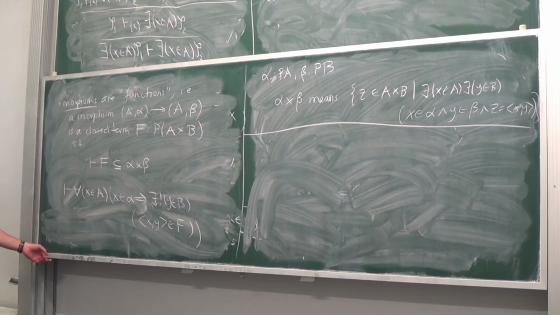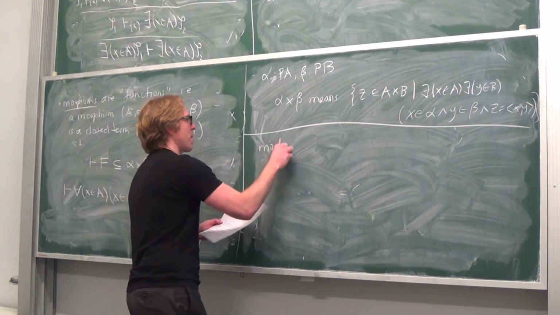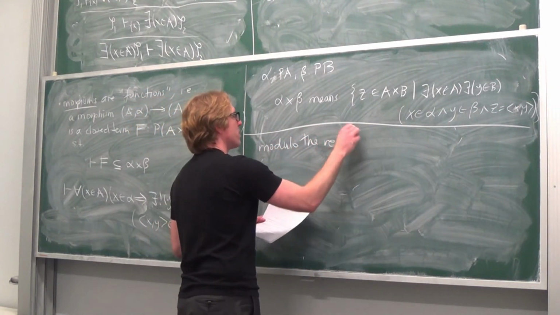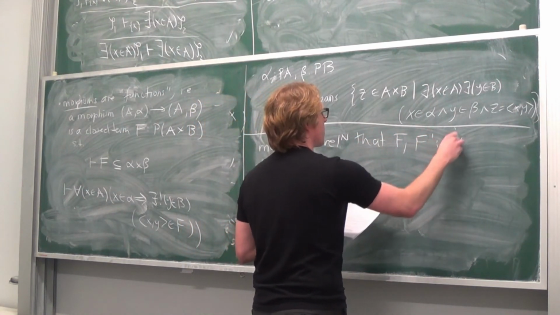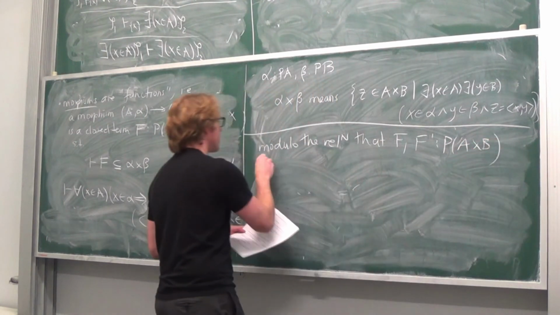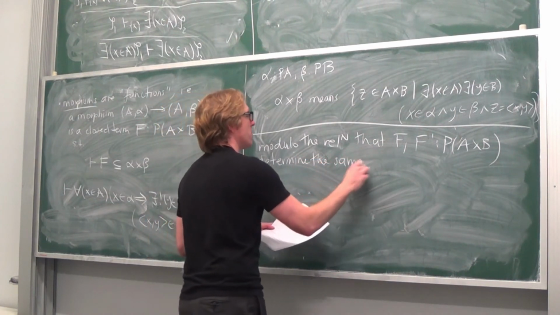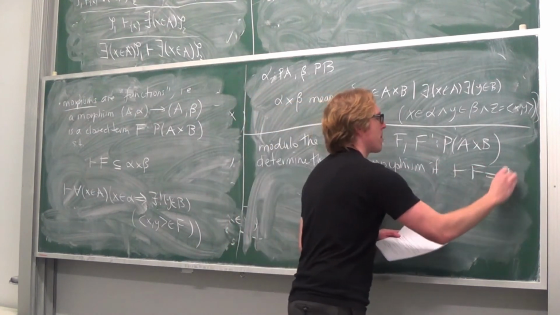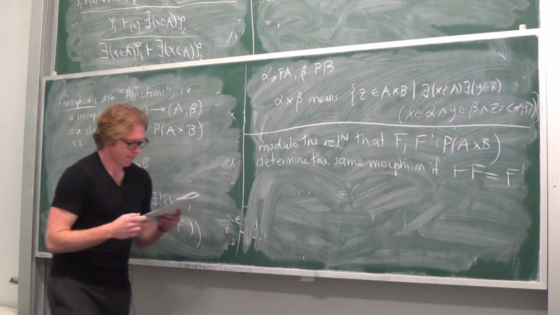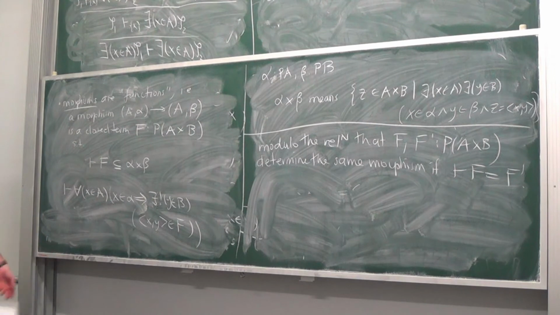Okay, so a function is a closed term modulo the similar sort of relation, right? So modulo the relation that... okay, so that's morphisms.